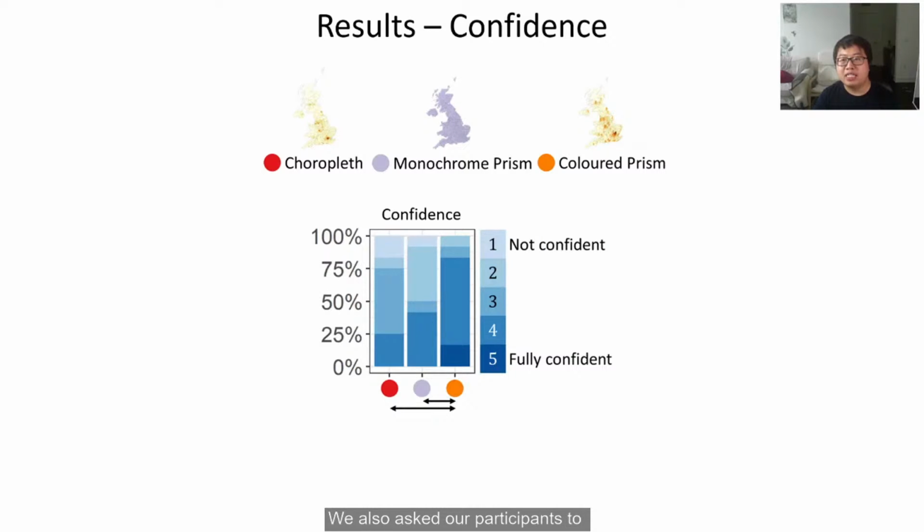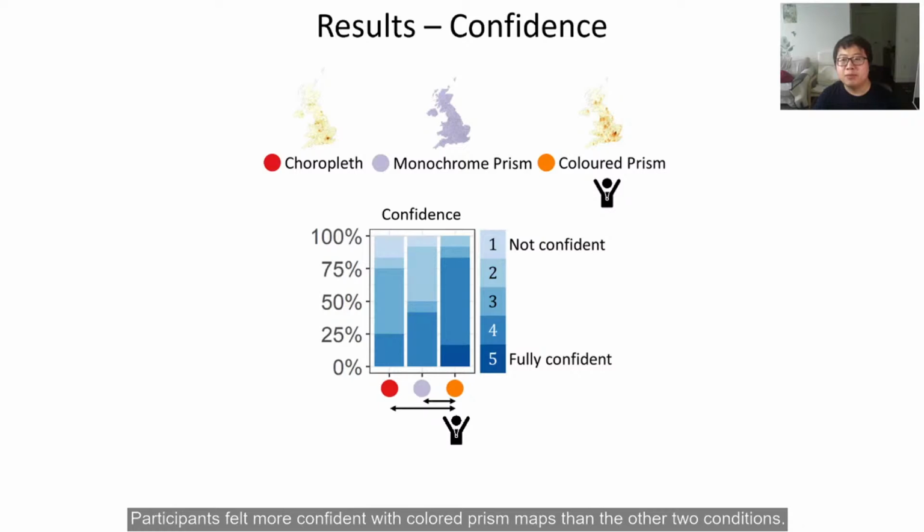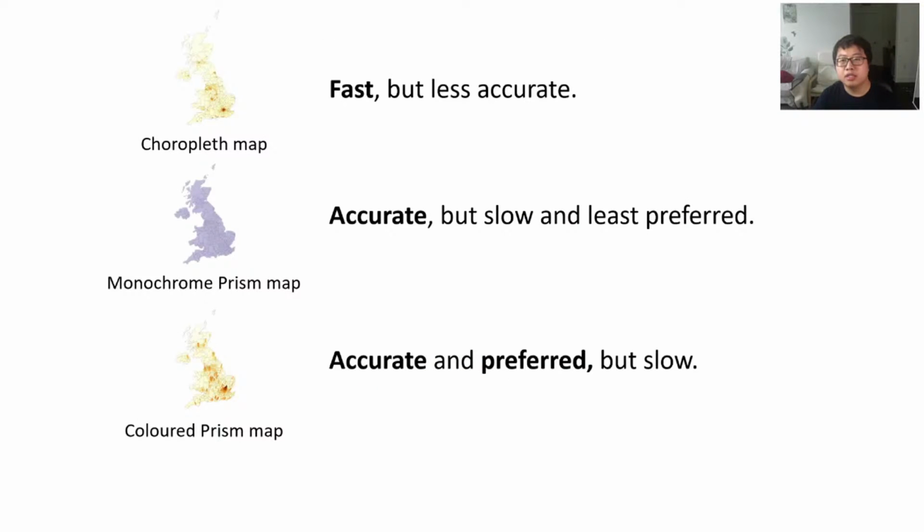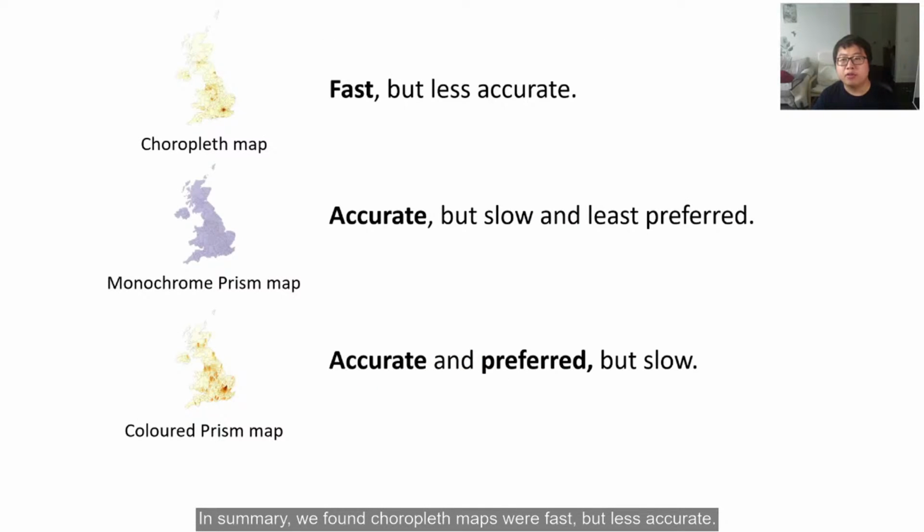We also asked our participants to rate their subjective confidence for each condition. Participants felt more confident with colored prism maps than the other two conditions. We believe this may be because the participant can confirm the answers with two different encodings. In summary, we found Carplas maps were faster, but less accurate. Prism maps were slower, but more accurate, and participants clearly prefer colored prism maps.